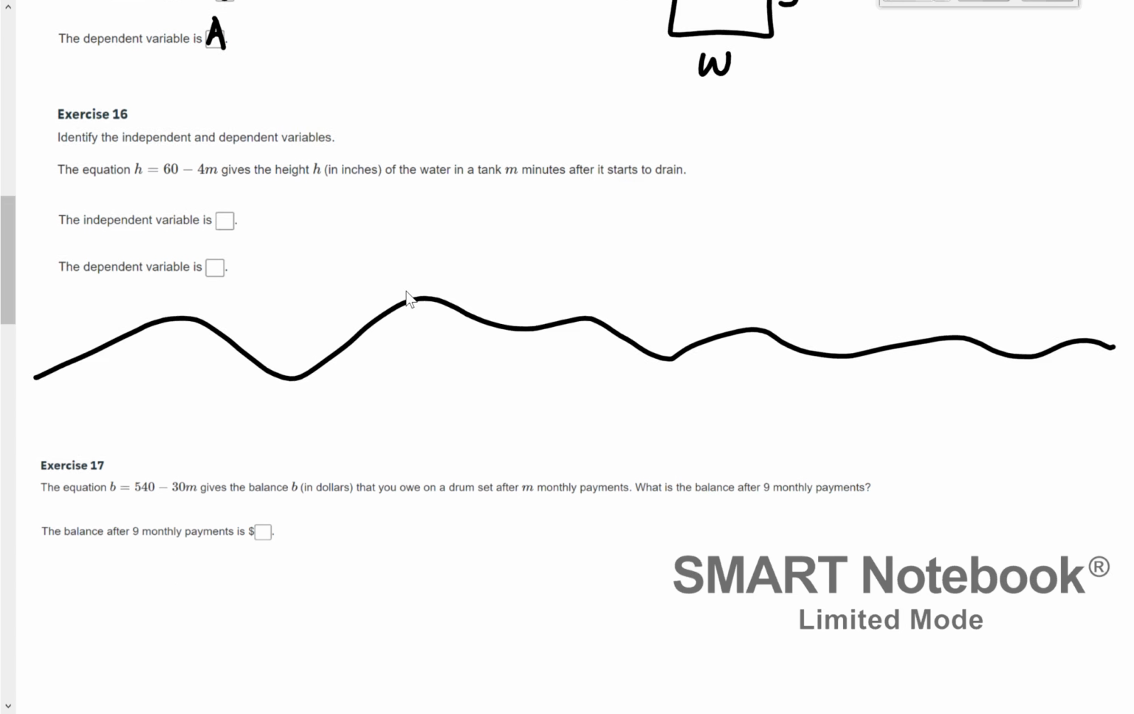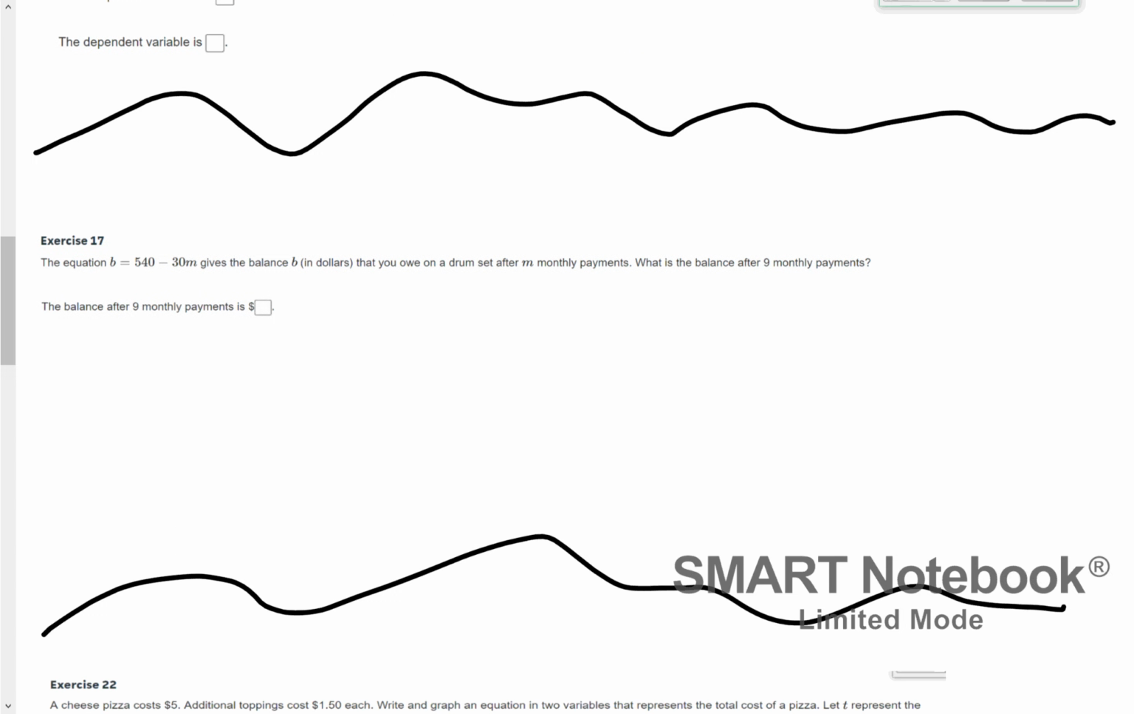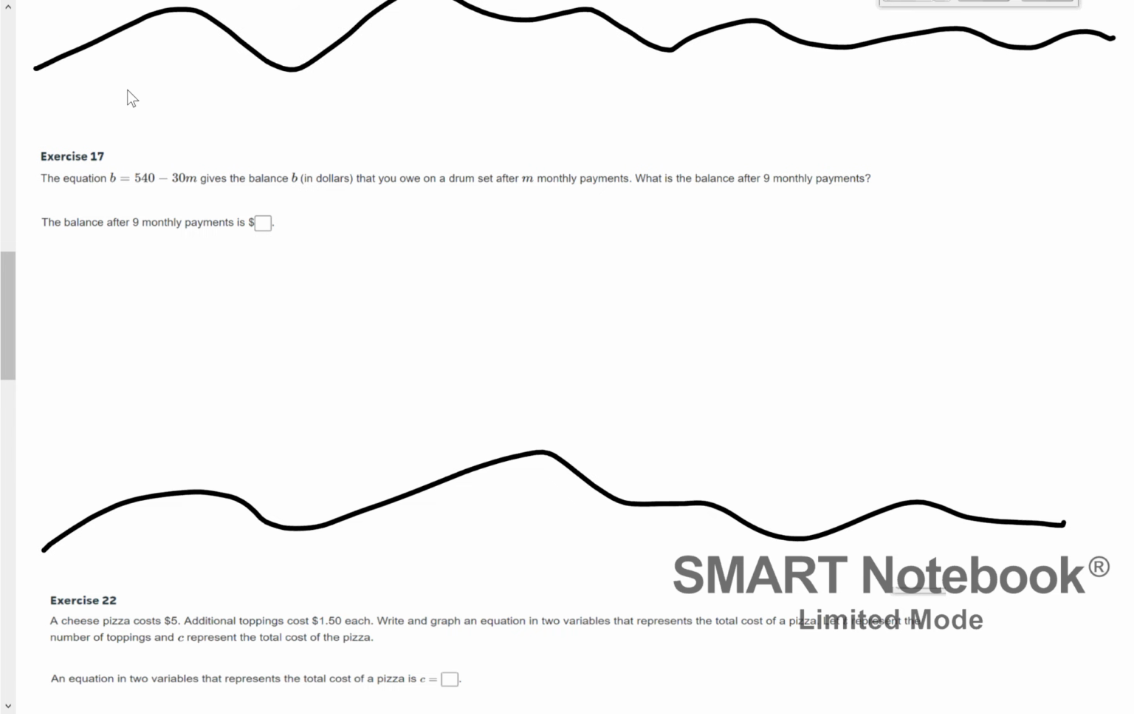Number 16 will be very similar. I want you to try that one on your own. Number 17, we're given an equation and we're given a number that we're going to plug in. So I'm going to do an example similar to it because you only have one of these. So I'm going to say the equation b equals 900 minus 40m. Okay, so the equation 900 minus 40m gives the balance b in dollars that you owe on a drum set after m monthly payments.